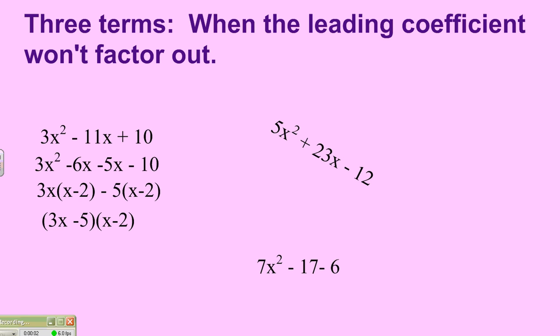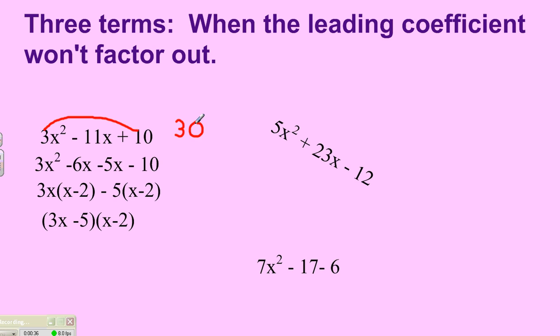Sometimes the leading coefficient does not factor out. In the case you see here, the greatest common factor of 3, 11, and 10 is 1. So we're left with a leading coefficient. So instead of finding two numbers whose product is 10 and sum is negative 11, we actually have to find two numbers whose product is 30. 3 times 10. So we're looking at a product of 30.